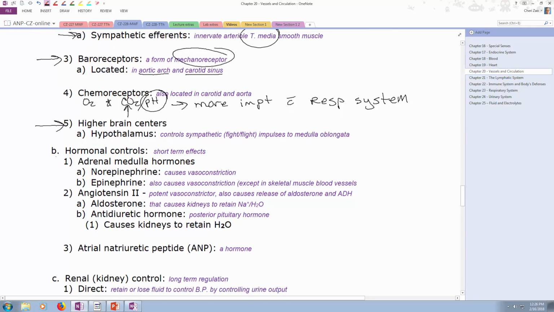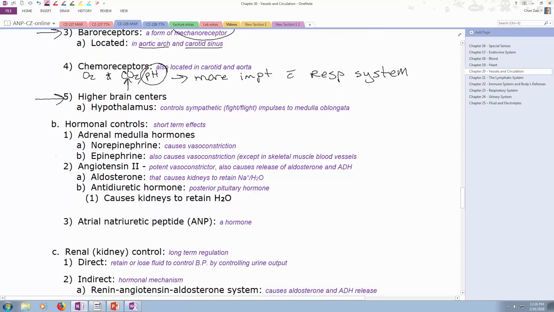Hormonal controls. These are short-term blood pressure modulators. They are not necessarily meant to be there for a longer term. They'll help to adjust things. The adrenal medulla hormones, remember that's norepinephrine and epinephrine, which is what we call adrenaline. Norepinephrine, as I mentioned earlier, causes nice vasoconstriction, which means BP up. Epinephrine also will cause vasoconstriction.